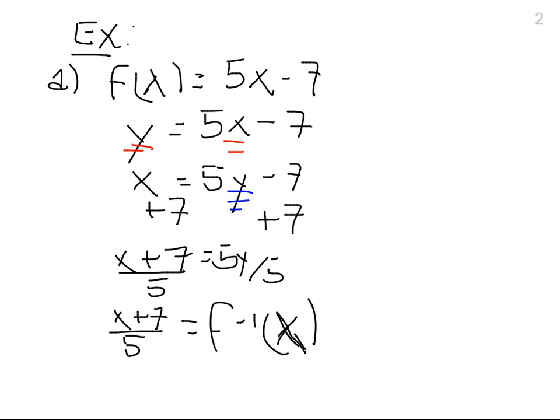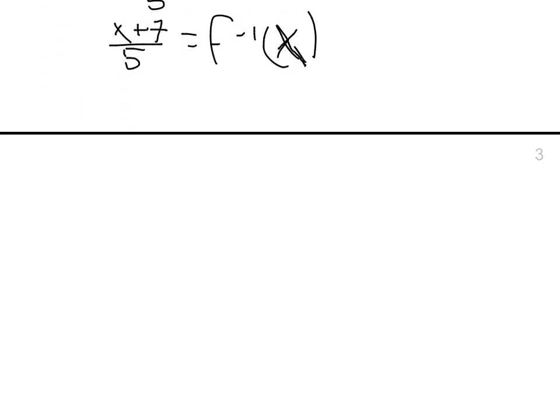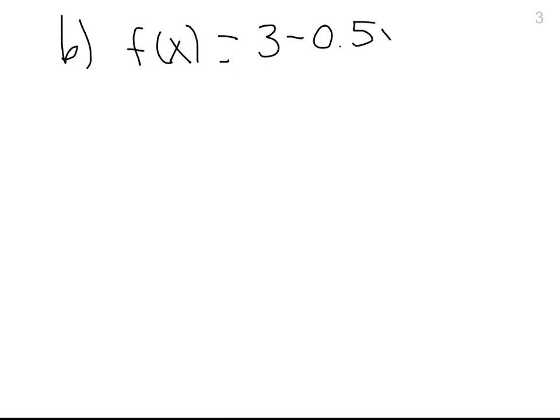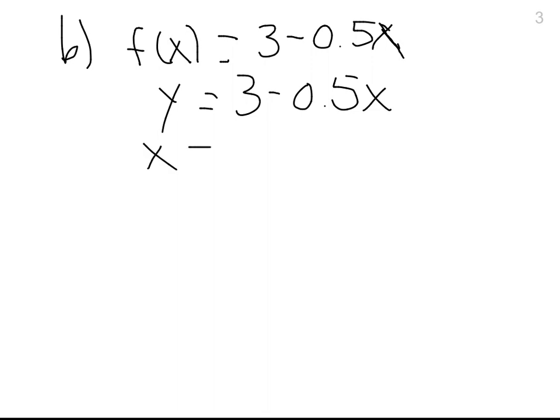Great. Okay, another example using the same steps is the following. For B, I want you to again solve for the inverse function of f of x equals 3 minus 0.5x. Rewrite as y equals 3 minus 0.5x. Switch the x and the y. And now we have x equals 3 minus 0.5y, and we need to solve this for y.